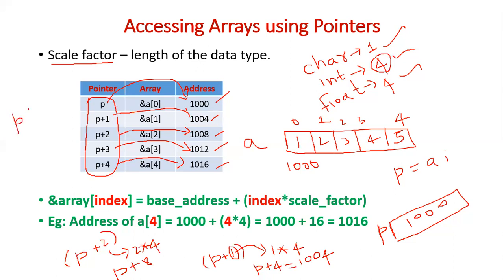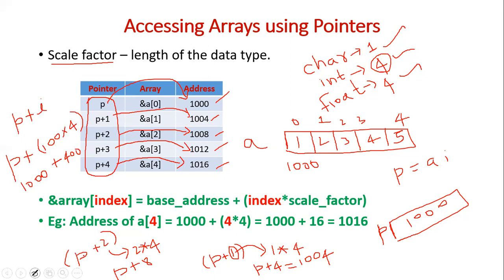If you want to access the ith element, you just say P plus I. Suppose I is 100, and this array contains only 5 elements. How will it be calculated? It will be calculated as P plus 100 into 4. 100 into 4 is 400, so it is P plus 400. P is 1000, so 1000 plus 400 is 1400. Like that it will be accessed.